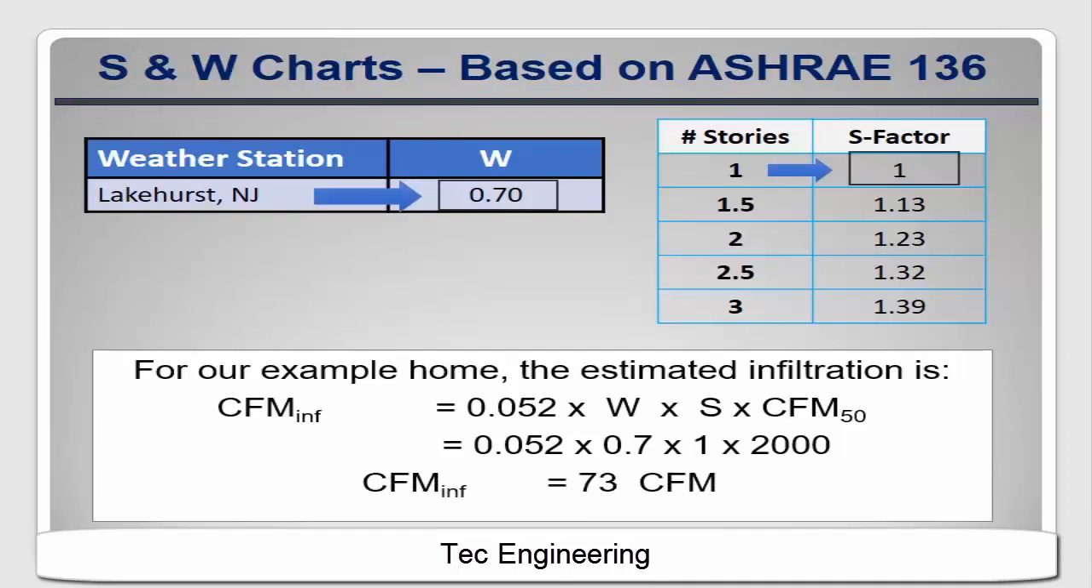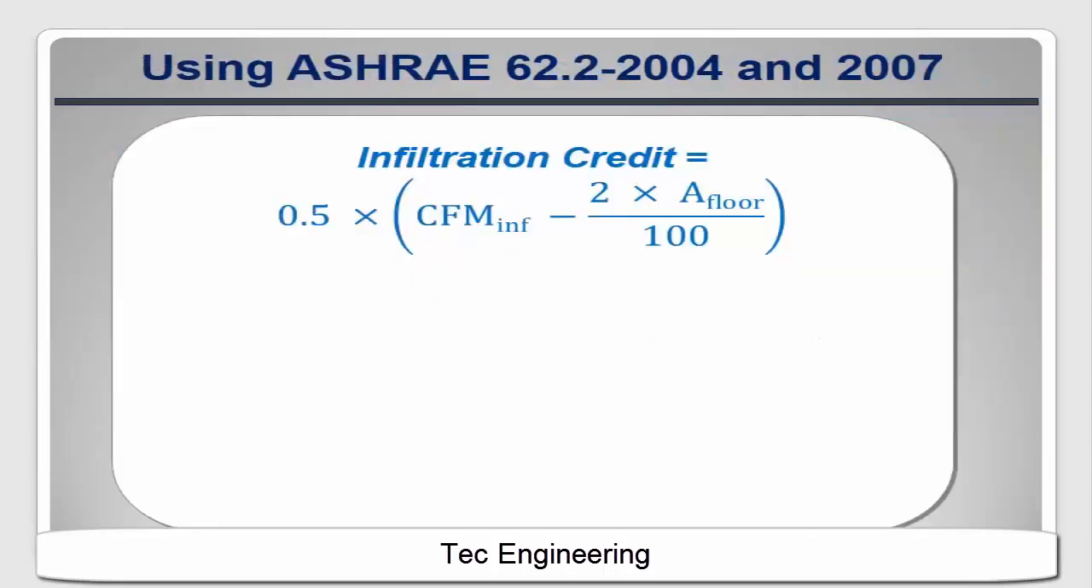That gives us an estimated infiltration rate of 73 CFM. The 2013 version only estimated infiltration at 50 CFM. Now we need to plug everything into the formula for the credit. The natural infiltration, CFM INF, is estimated as 73 CFM.